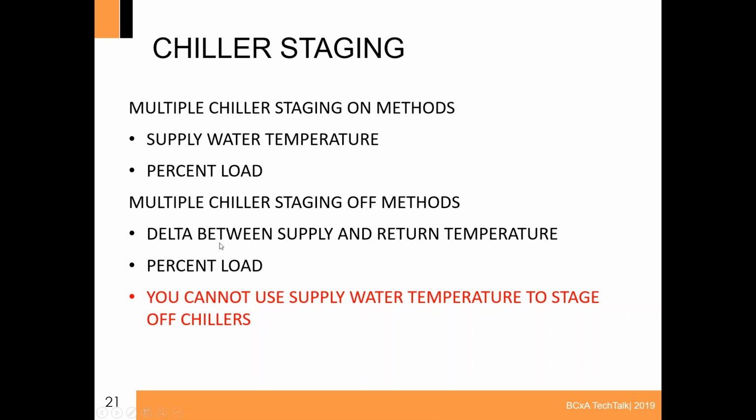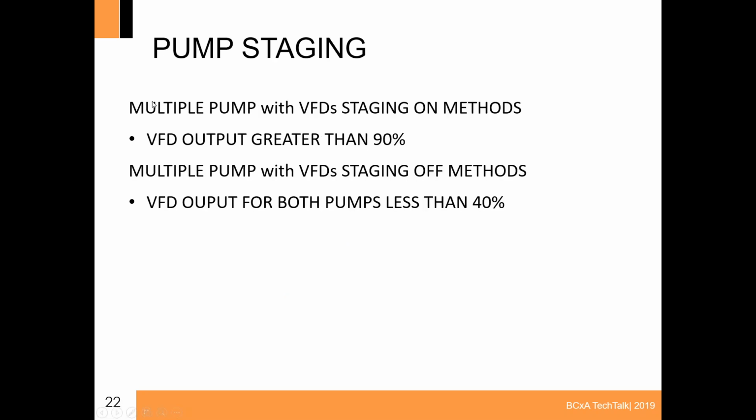Bringing them on is easier than bringing them off. How do you turn them off? You cannot use supply water temperature to turn off a chiller. Okay, if you have two chillers on and your set point's 45, the chillers have their own controls. So even if they're 20% loaded, they're going to make 45-degree water. You can't turn off chillers with supply water. You can do it as the delta between supply and return or percent load. There's a few other ways, but we're not going to get into them because they're kind of advanced.